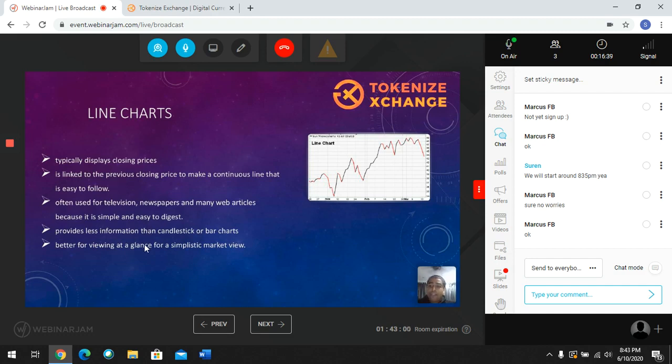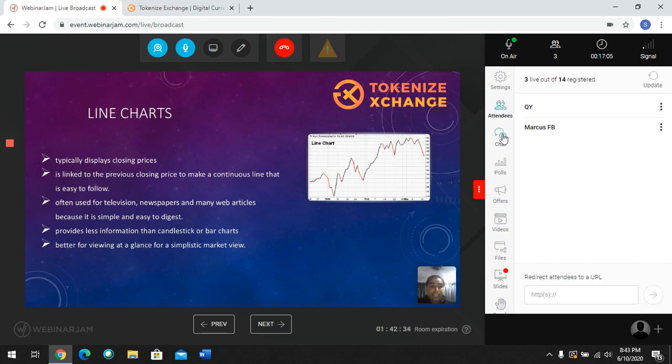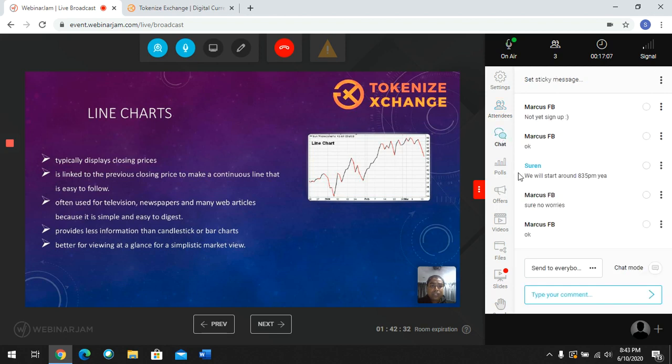As well as it provides less information than candlestick or bar charts. So for a beginner, if you want to understand, this is good enough for you. Line charts are good enough. Once you are familiar, then only you move on to bar charts and candlesticks. So get your hands on line charts, familiarize yourself with how charts are, then move to another level, which is the bar charts and the candlesticks. It's better for viewing at a glance for a simple market view.